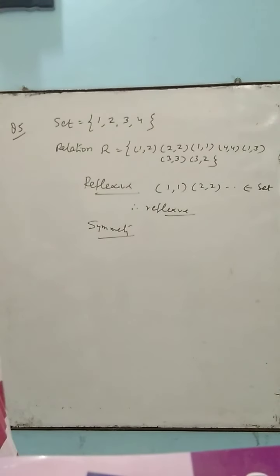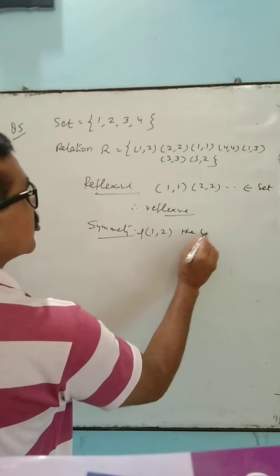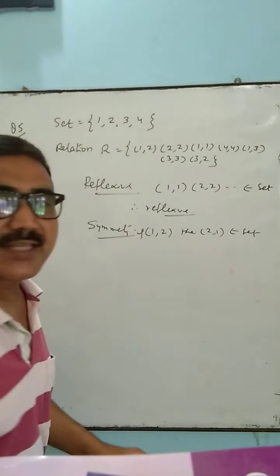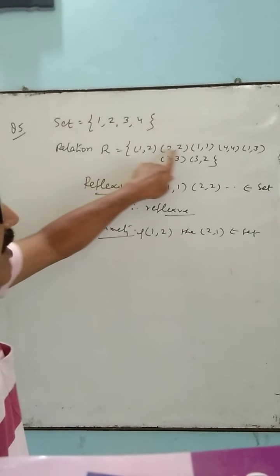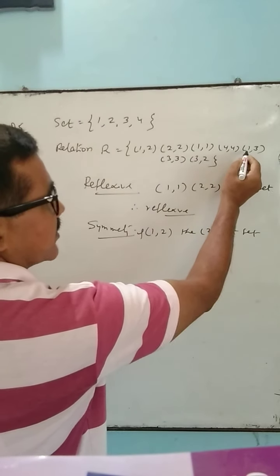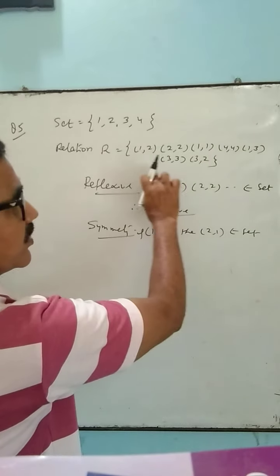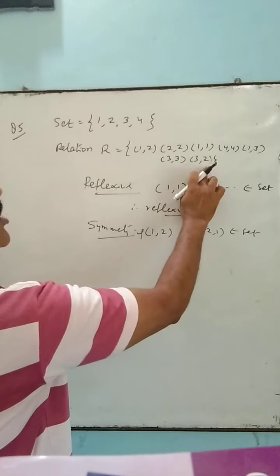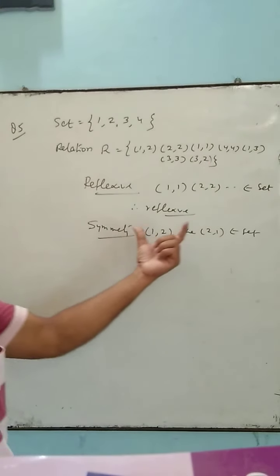What is the property of symmetry? If 1, 2 is there, then 2, 1 must be in the given set. Is it? So 1, 2 is here, so 2, 1 must be here. Anywhere 2, 1? Nowhere. Now you can check the other one. For example, 1, 3. If 1, 3 is in the relation, then 3, 1 must be there. Anywhere? Nowhere. 3, 2 is here. Since 3, 2 is here, then 2, 3 must be somewhere, then it might be symmetric.